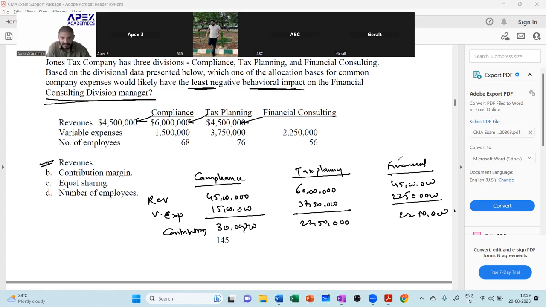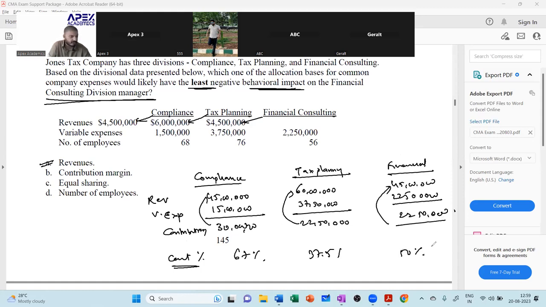Now, if I was to take revenue into consideration, you need to understand that I am having a contribution percentage. In compliance, the contribution percentage is 67%. What is the meaning of that? Contribution divided by sales into 100, 67%. Here it is 37.5%. And here it is 50%.